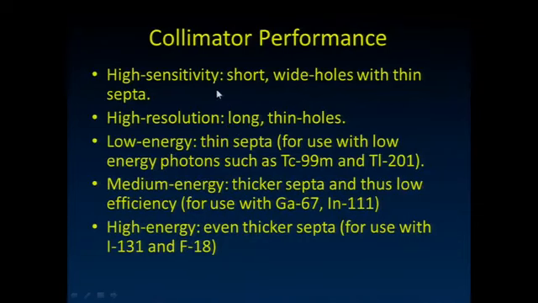So what are high sensitivity cameras? Well, they're ones that allow you to collect as much as possible of the radiation. They tend to have short, wide holes with relatively thin septa. High resolution collimators have long, thin holes. Low energy collimators, if you're going to image things that have relatively low energy gamma rays, the lead septa don't need to be nearly as thick. You don't have to worry as much about the high energy gamma rays that might penetrate through those septa. And the high energy ones, of course, have very thick septa.